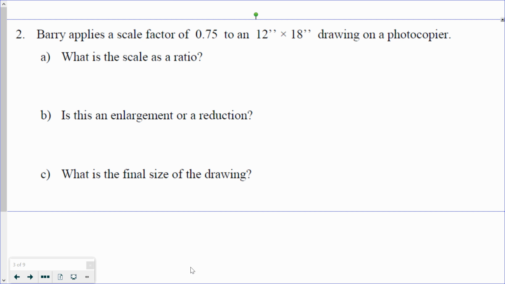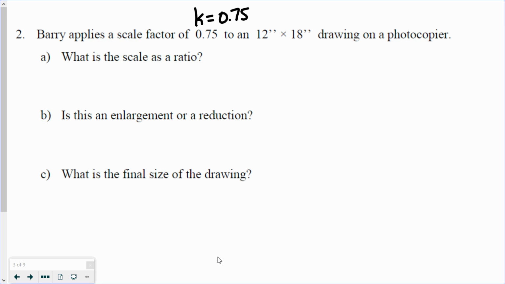So on to the next one, it says Barry applies a scale factor. So this is K equal to 0.75 to a 12-inch by 18-inch drawing on a photocopier. So what is that scale as a ratio? We could write that as 0.75 to 1. We could try to get whole numbers if we wanted to, so making it 3 to 4. But that scale ratio is good here.